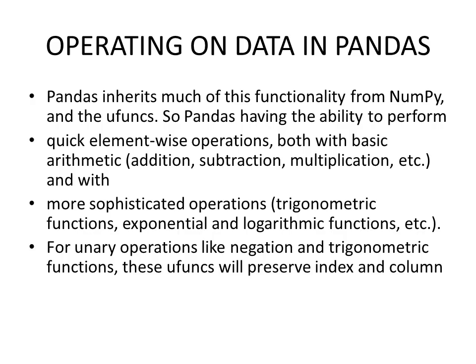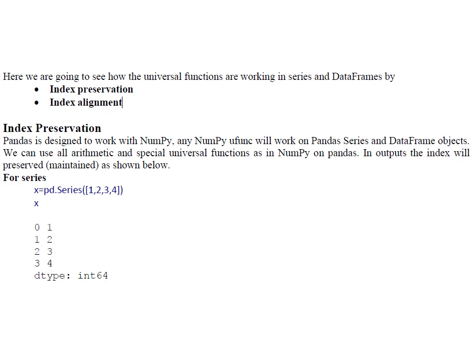And next, moving on to operating on data in pandas. So how data gets operated in pandas. Here, same as NumPy, we have element-wise operations: addition, subtraction, multiplication, etc. More sophisticated operations we have here are trigonometric functions, exponential and logarithmic functions. Here we divide it into 2 types, that is index preservation and index alignment. What is index preservation? Here it is designed to work with NumPy ufuncs, and pandas series objects maintain the index.